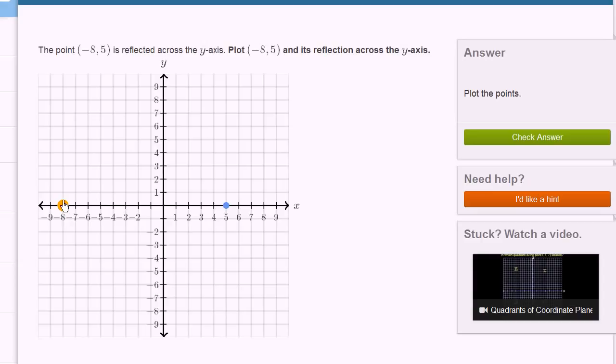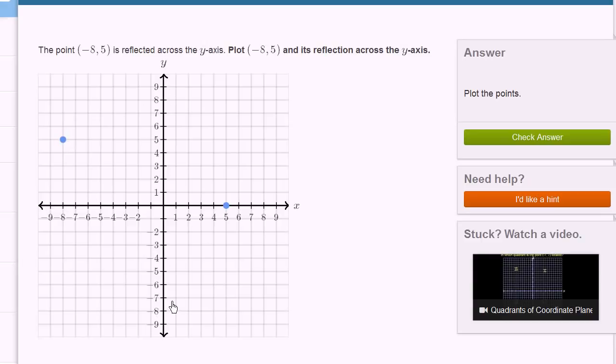So I'll go up 5. So the y-coordinate is 5 right over here. You see -8 and 5. We've gone 8 to the left because it's negative, and then we've gone 5 up because it's a positive 5. So we've plotted -8, 5. Now we have to plot its reflection across the y-axis.